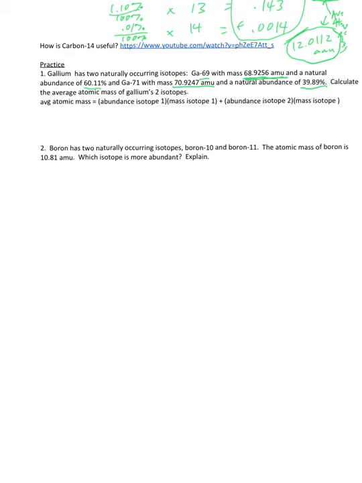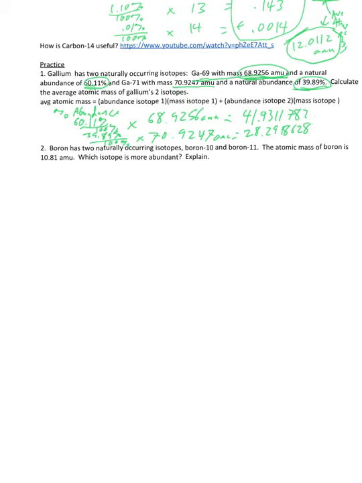So we're going to start off with the percent abundance, like always. And so we have 60.11% divided by 100% times, and so this corresponds to gallium-69, which has a mass of 68.9256 AMU. And gallium-71, its abundance is 39.89% divided by 100%. You're going to multiply that by its mass, which is 70.9247 AMU. And now we just calculate the subtotals and add.